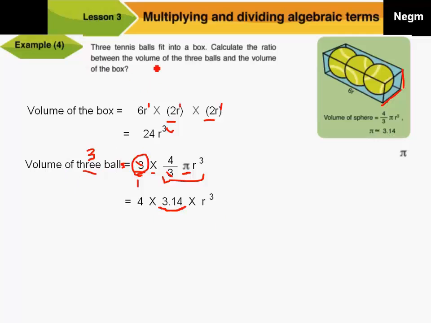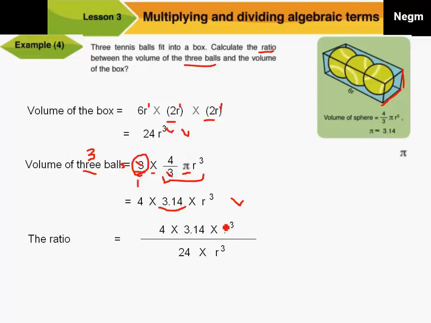He asked us to calculate the ratio between, be careful, the volume of the three balls, this volume, and the volume of the box, which is this one. So the ratio will be this divided by that. So the ratio is equal to 4 times 3.14 r to the power 3 divided by 24 r to the power 3.